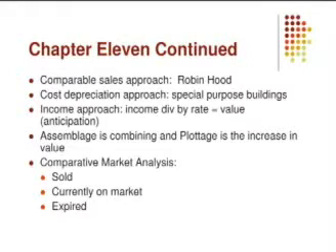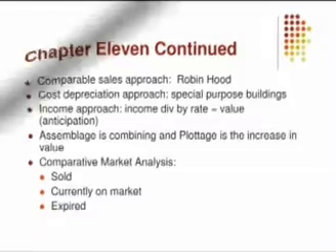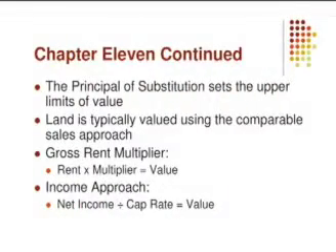The income approach is simply taking the net operating income and dividing it by a cap rate to come up with value. And remember, it's based on the principle of anticipation. Assemblage is combining properties together under one ownership. Plottage is making the property go up in value because of assemblage. The comparative market analysis consists of sold properties, properties that are currently on the market, and properties that have expired. The principle of substitution sets the upper limits of value. Land is typically valued using the comparable sales approach.